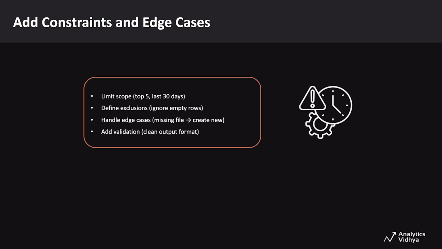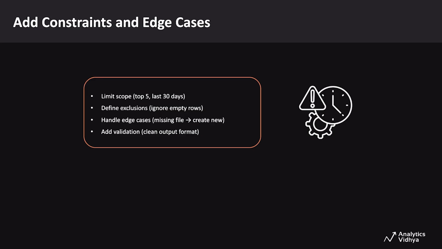Now, let's talk about constraints and edge cases. These are game changers when it comes to making sure Co-work does exactly what you need, even in tricky situations. So, what does that look like? First is limit the scope. If you only need the top 5 rows of data, say that upfront. No need for Co-work to waste time with unnecessary info. For example, give me the top 5 insights from this file. Second, define the exclusions. Maybe you want Co-work to ignore empty rows in a dataset. A simple constraint like skip rows that have no data helps narrow the focus.